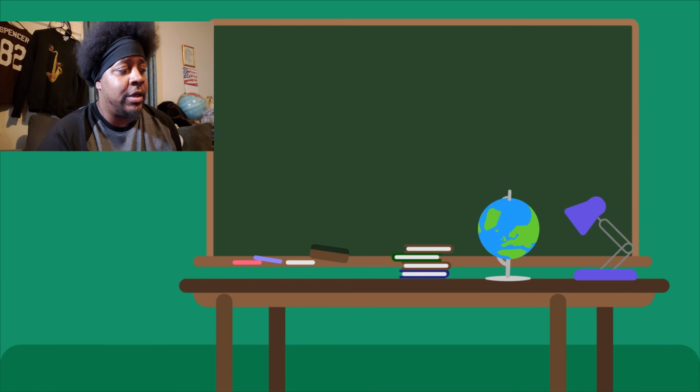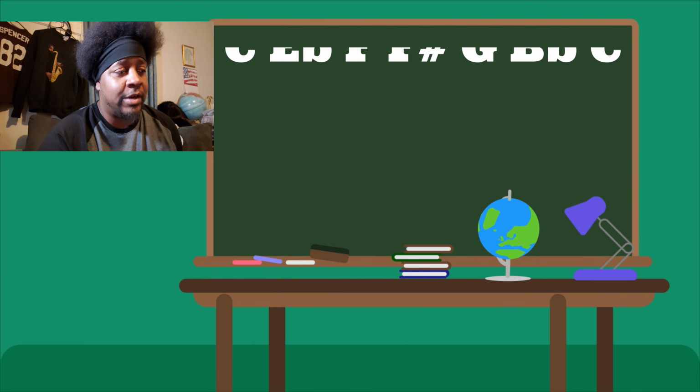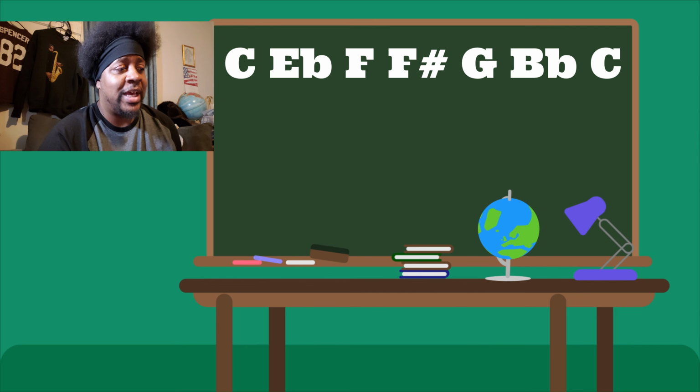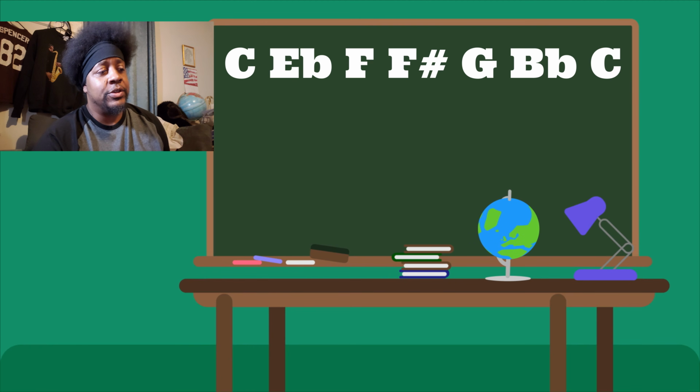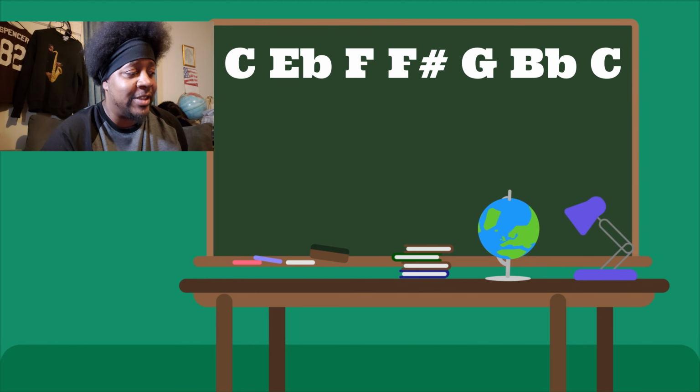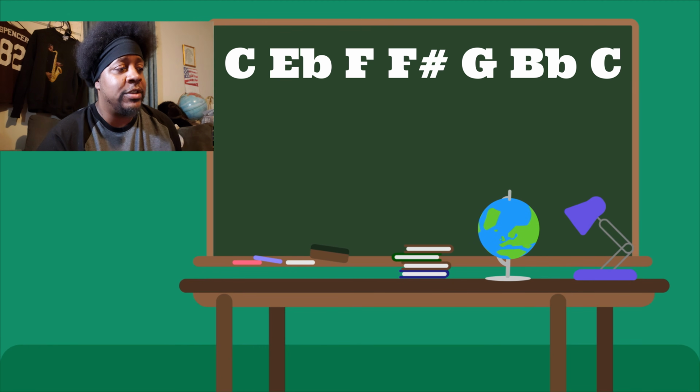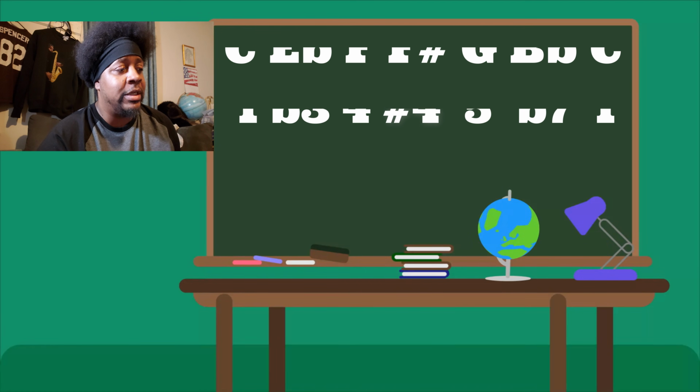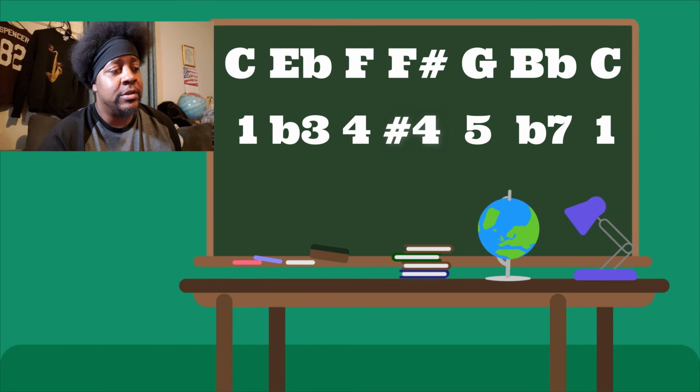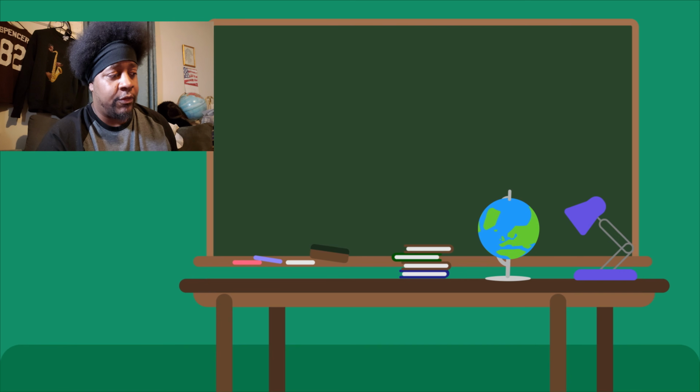As you can see right here, ladies and gentlemen, I have this scale written out in the key of C. So we have our C, E flat, F, F sharp, G, B flat, and C. And if I go through each one of those notes, you see I have the 1, flat 3rd, 4th, sharp 4, 5, flat 7, and 1. Now, there's something a little funny about the way that this scale is written. And let's go over that.